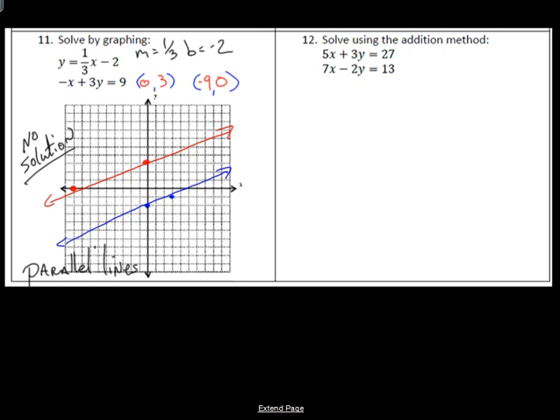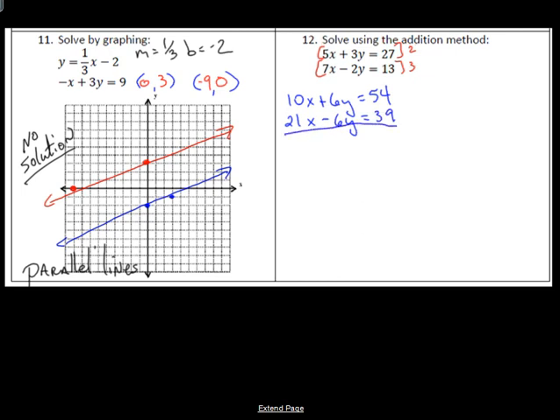Our next equation over here in problem number 12 says solve using the addition method. So I'm going to have to multiply both of my equations. I multiply my top equation by 2 and my bottom equation here by 3. In doing so, that gives me 10x plus 6y is equal to 54. On the bottom, I have 21x minus 6y is equal to 39.